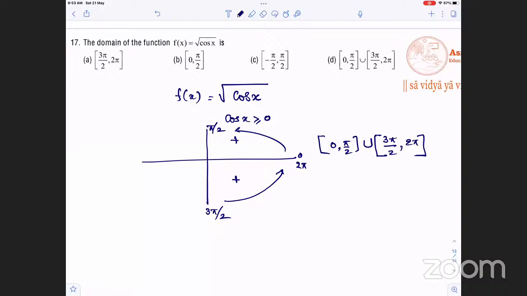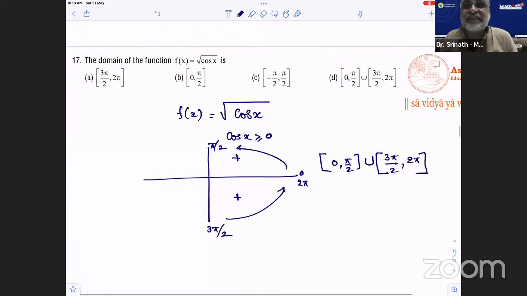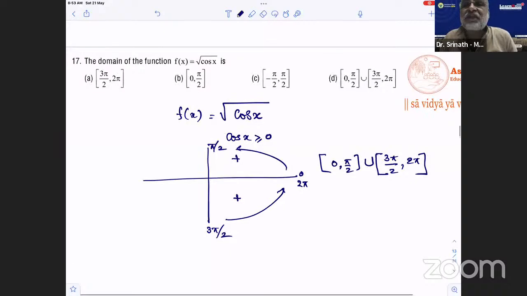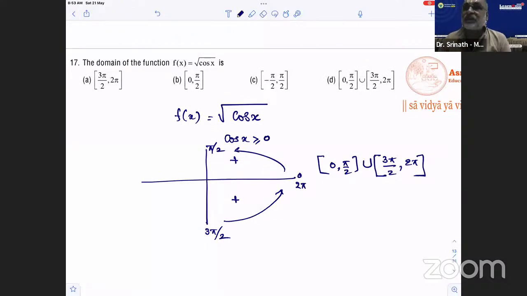There's a question from an attendee: why can't we consider it as a complex number? Complex numbers cannot be considered because we are talking about real functions here. F of x is equal to root cos x. Unless otherwise mentioned, all functions are real functions. Therefore, we cannot consider complex numbers here. I think you're answered now.